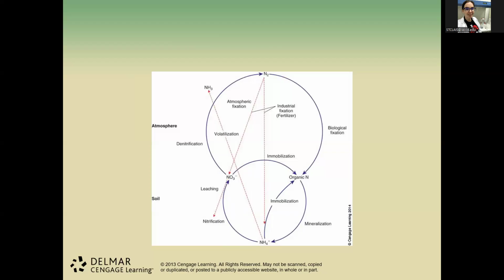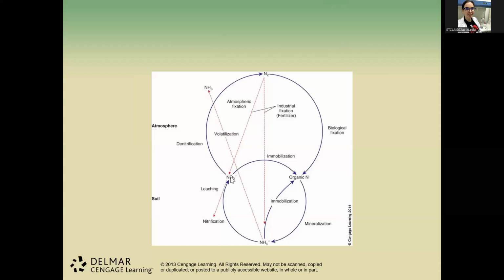NO3-, or the nitrate, doesn't have a really strong affinity for the soil and it tends to leach readily. So that's one of the problems with nitrate, is that it's going to be easily lost, more easily than the ammonia nitrogen.